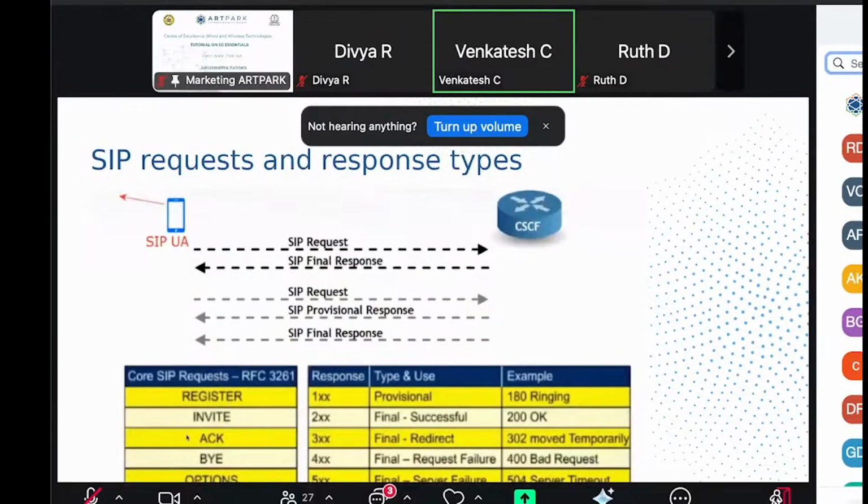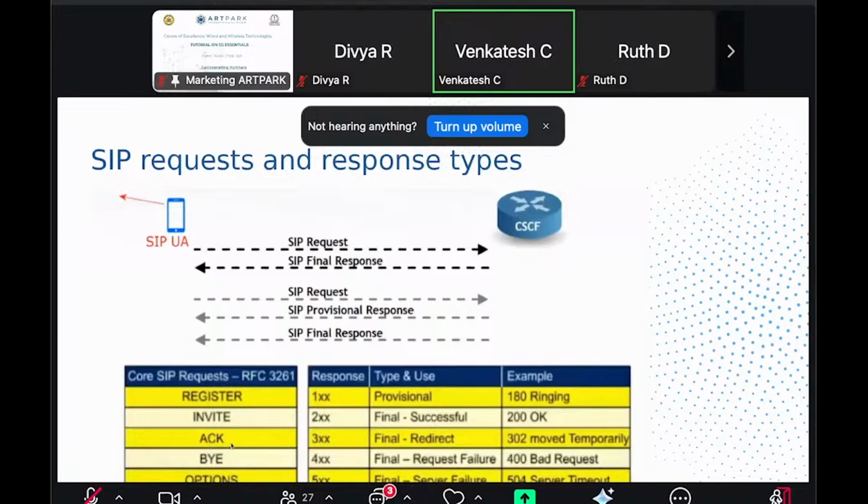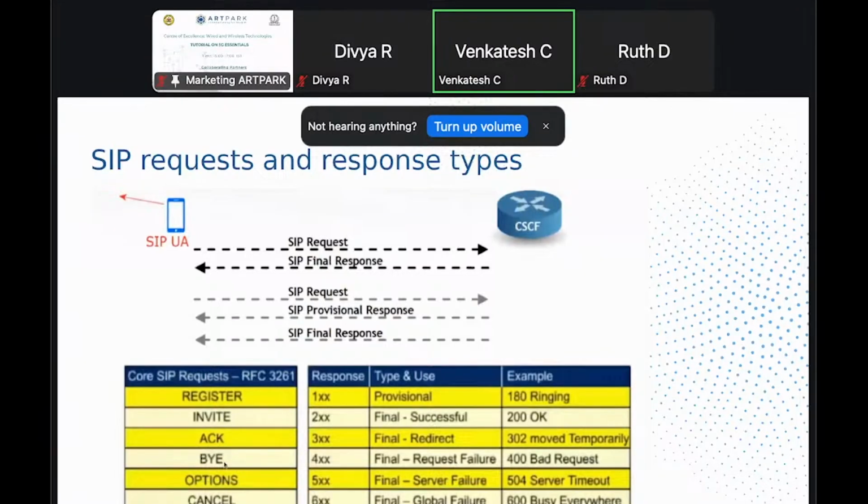Once this INVITE message succeeds, the call session will start. And next is ACK, the acknowledgement. It is used to acknowledge any successful call setup. And next is the BYE message. Whenever the user wants to end the call, at that time this method is used. And next is OPTIONS. If the user wants to query any network-supported capabilities, the user agent will send OPTIONS. And next is CANCEL. If any ongoing service or request needs to be cancelled, it should be done by the CANCEL method. On the right side, you can see some of the SIP responses.